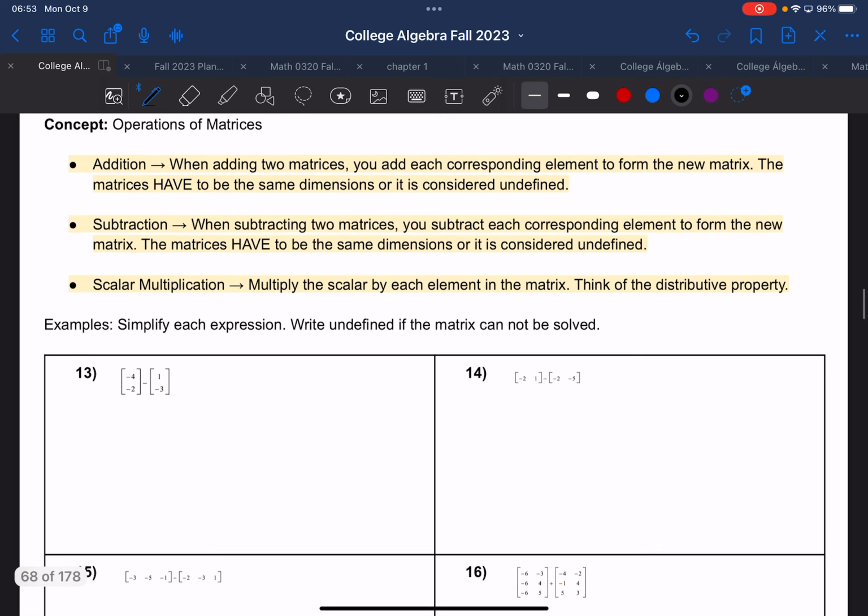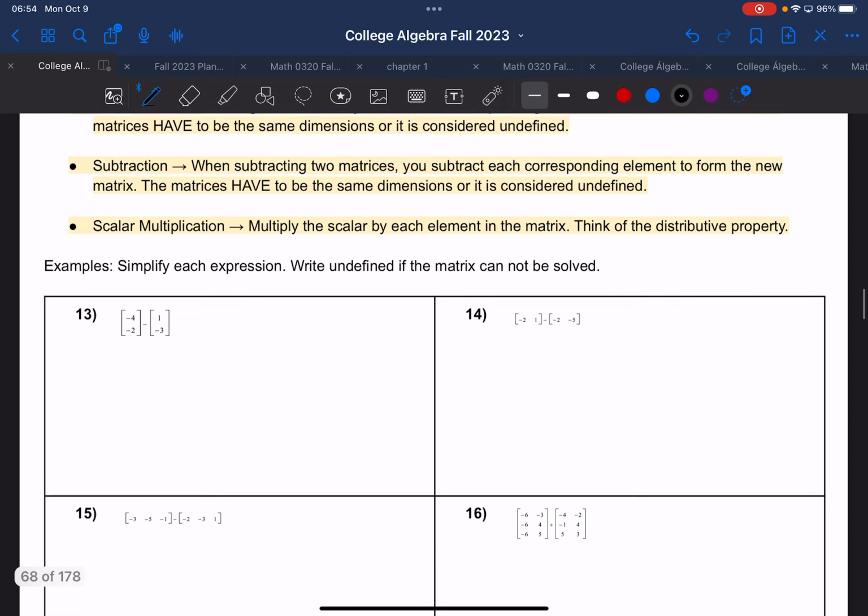For adding and subtracting matrices, we have to make sure that the 2 matrices that we're adding and subtracting have the same dimensions. If they do not have the same dimensions, then our answer is undefined. Okay? And with scalar multiplication, it doesn't matter. When we see scalar multiplication, we're going to think of distributing, because there's just going to be one number outside of the matrix, and we're just going to have to distribute that inside the matrix.